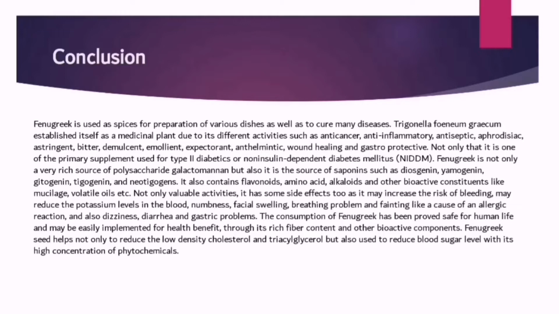Fenugreek is not only a very rich source of polysaccharides such as galactomannan, but also a source of saponins such as diosgenin, yamogenin, glycosides, trigonelline, and neotigogenin. It also contains flavonoids, amino acids, alkaloids, and other bioactive content like mucilage, volatile oils, etc. Not only valuable, it has some side effects too.